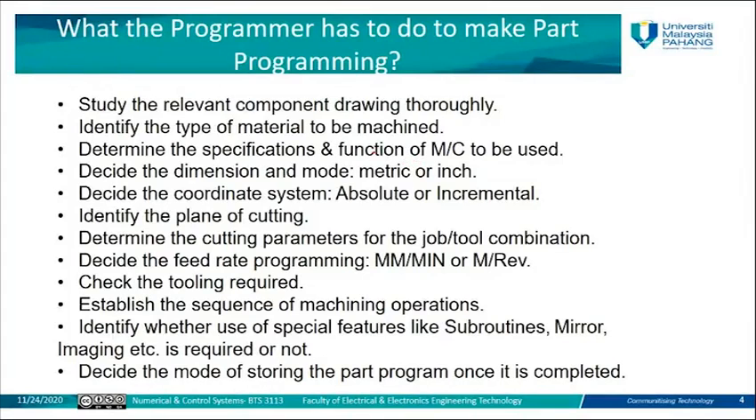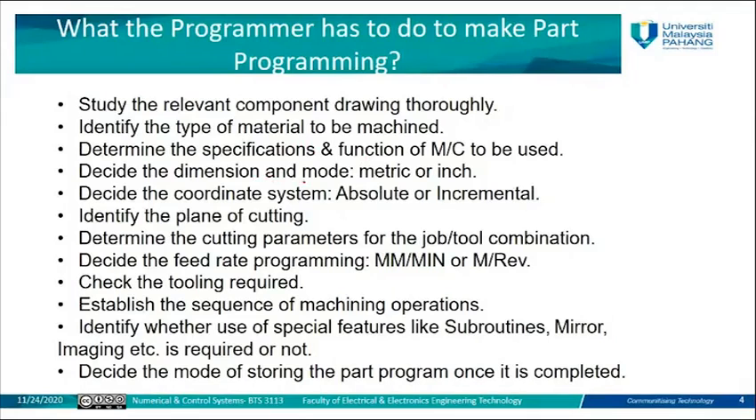If he needs to use more than one machine, he needs to decide the sequence of these operations. So which one needs to be used first? Is it the milling or the turning, for example? After that, he needs to decide the dimension and the mode of operation.